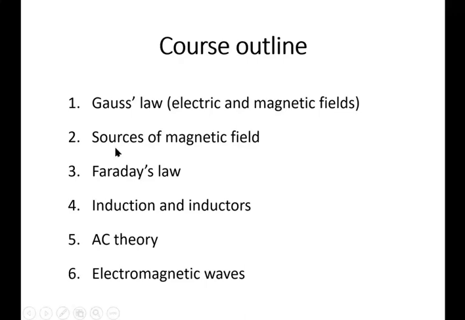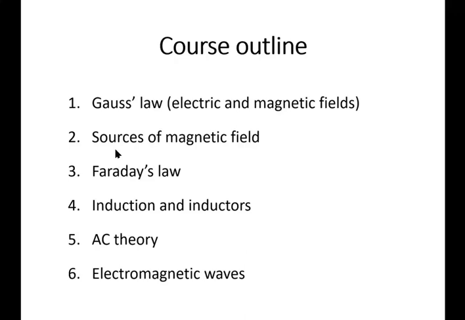So this is the course outline. We are going to cover the Gauss law for electric field and the Gauss law for magnetic field. Then the second week, we are going to talk about the sources of magnetic field, how magnetic field comes about. Then Faraday's law is going to help us appreciate how we can use a magnetic field to induce current or to generate an EMF. Then in the fourth week, we are going to extend Faraday's law to find the behavior of an element called the inductor and its property, inductance.